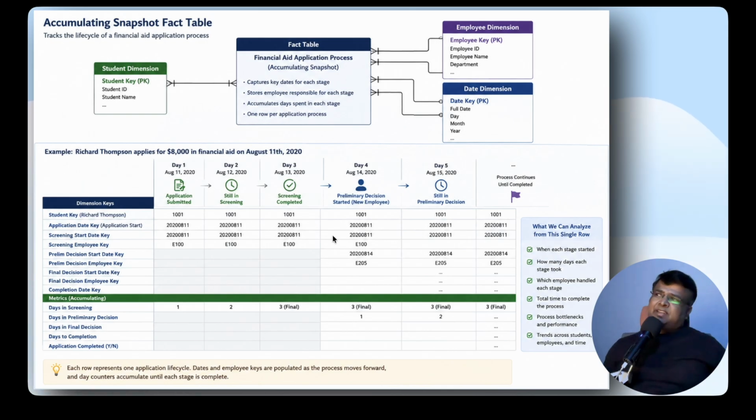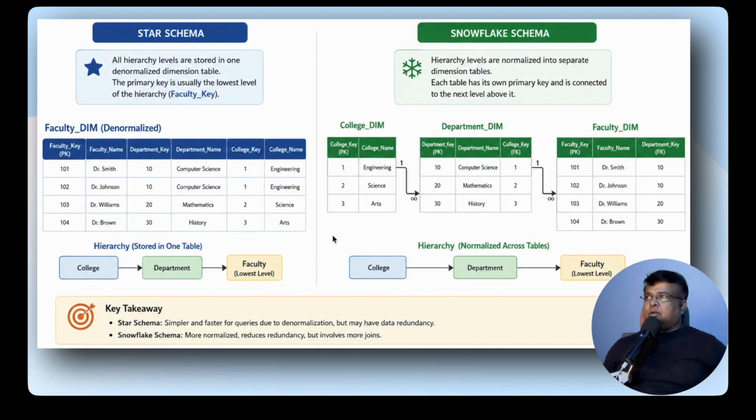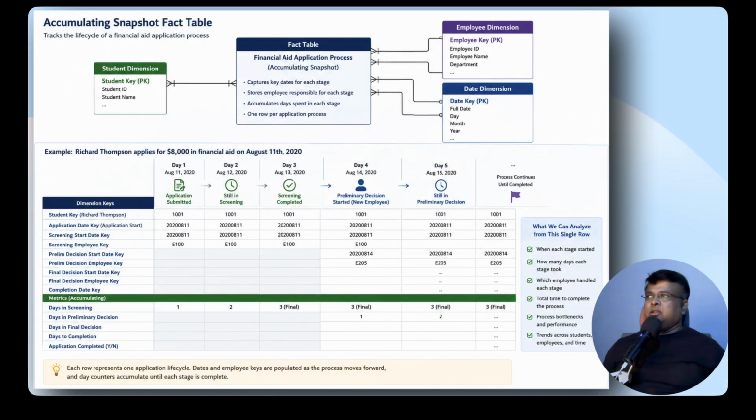For instance, again, Richard's application might show 8,000 during screening, then another at preliminary review as well, while another student's application might show $4,000 at the beginning, and we don't know the approved amount until the later stages are completed. So the beauty of this kind of accumulating snapshot fact table is that it makes the process flow analysis much easier compared to the transaction grain fact tables.